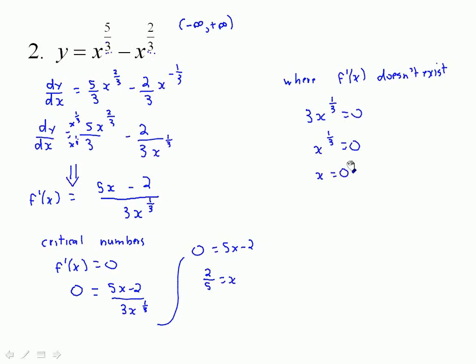Now pay attention to the original function, and you'll see that that point actually does exist. So it is a critical number. So we have two critical numbers, 0 and 2/5. Now, I'm not going to graph this one.